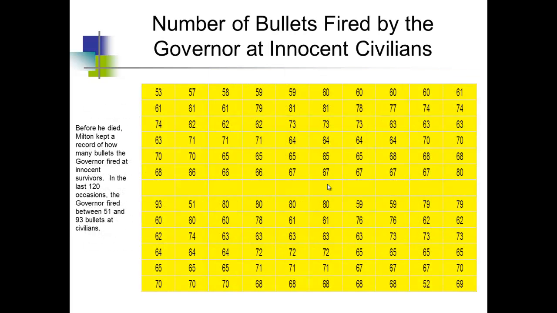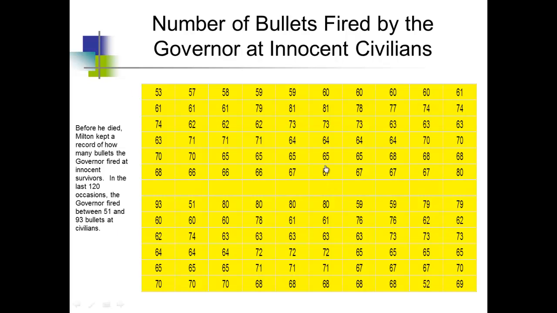Before Milton died, he kept a record of how many bullets the governor fired at innocent survivors, civilians, when he did fire bullets at people. In the last 120 occasions, the governor has fired between 51 and 93 bullets at civilians, as you can see represented here in this table.